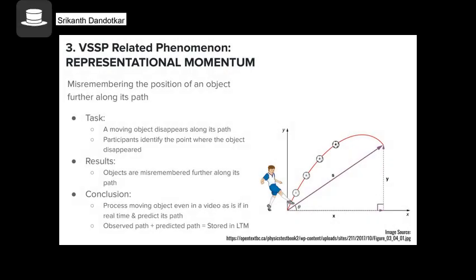Okay, the last phenomenon we're going to talk about is representational momentum. Representational momentum is misremembering the position of an object farther along its path.